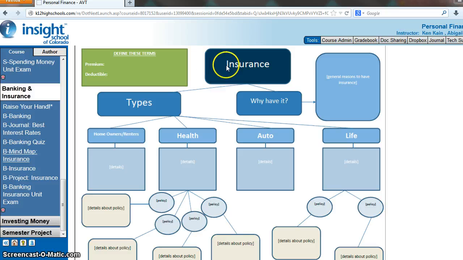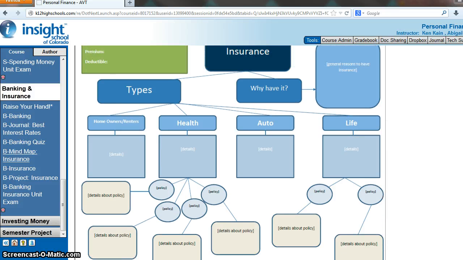So as you're reading through insurance, you're going to be filling out this mind map. Watch the video over it, because I just kind of explain what I'm looking for in each of these bubbles, because insurance is a big topic and it gets kind of confusing because they throw a lot at you in a very short amount of time.